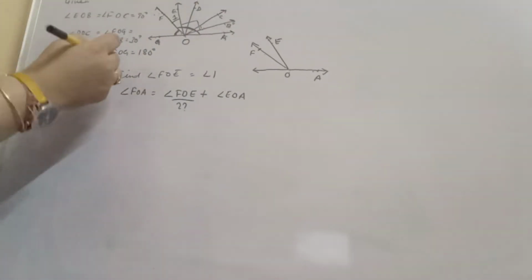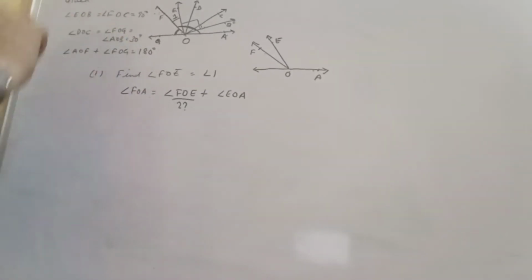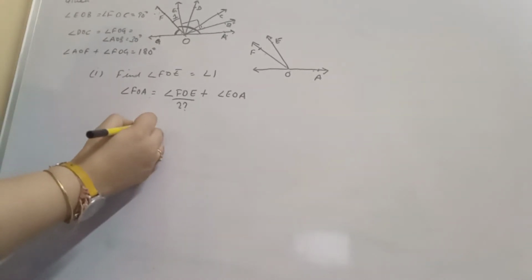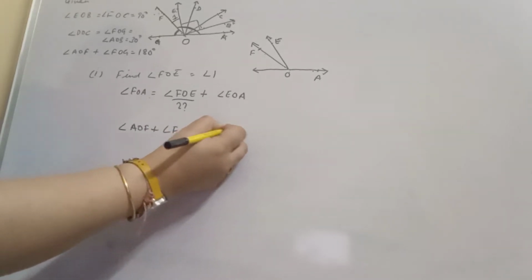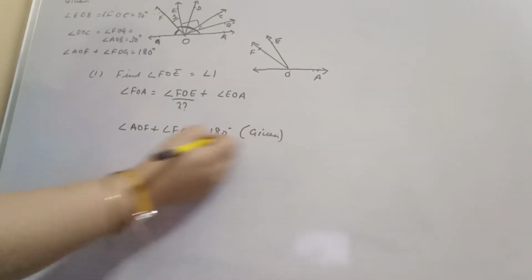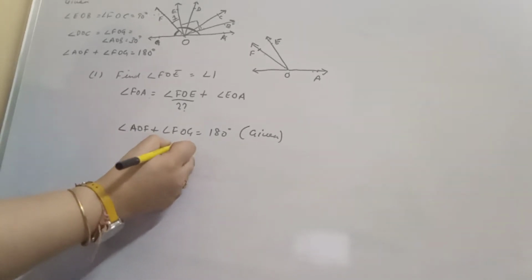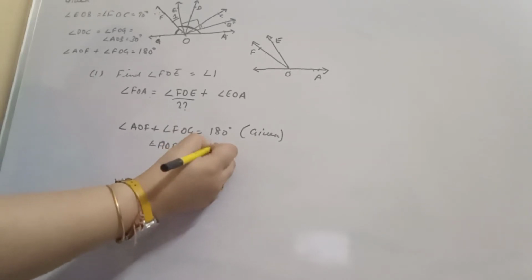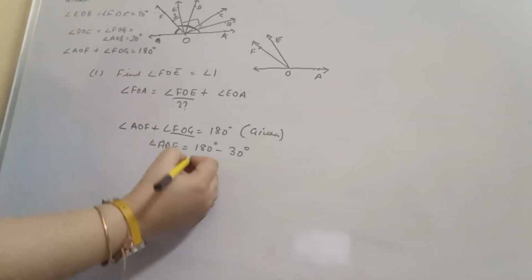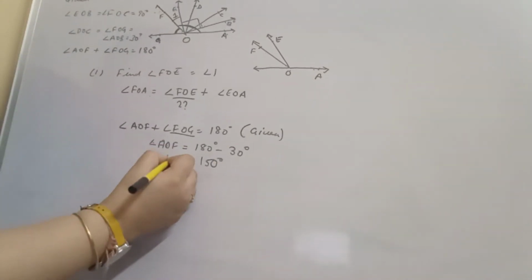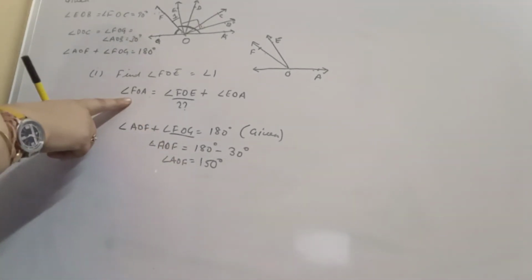Obviously FOA was here. AOF plus FOG is 180 degrees. FOG is given to be 30 degrees. So I have AOF plus FOG equal to 180 degrees. This is given to me. So angle AOF is equal to 180 minus 30, where 30 is FOG which is given to you. So it becomes 150 degrees. Angle AOF is 150 degrees. This AOF I have got here.